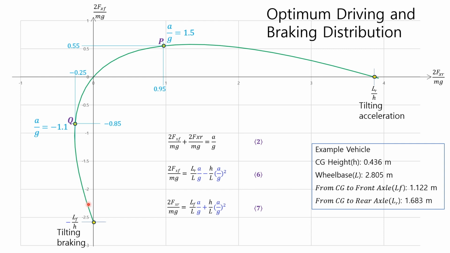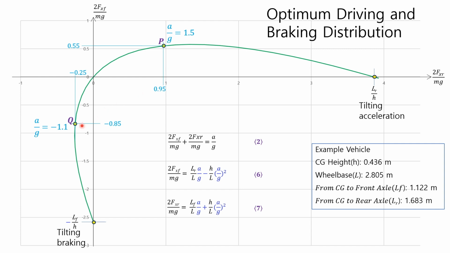For example, the figure here shows an optimum force distribution curve for a vehicle with center of gravity height, wheelbase, distance from center of gravity to front axle LF, and distance from center of gravity to rear axle LR, as shown in the specifications on the lower right. The point P shows that when the vehicle accelerates at 1.5 g-unit, a non-dimensional driving force of 0.55 g-unit occurs on the front axle and 0.95 g-unit occurs on the rear axle.